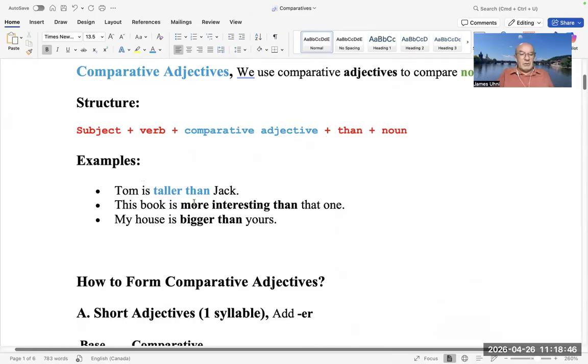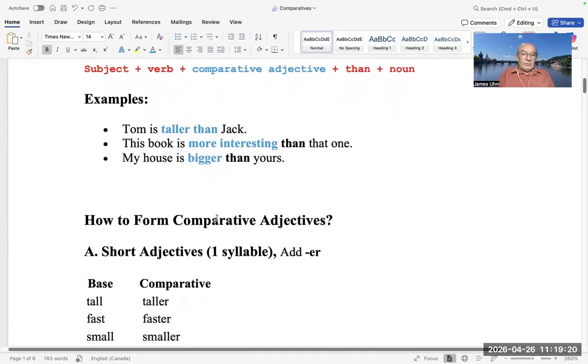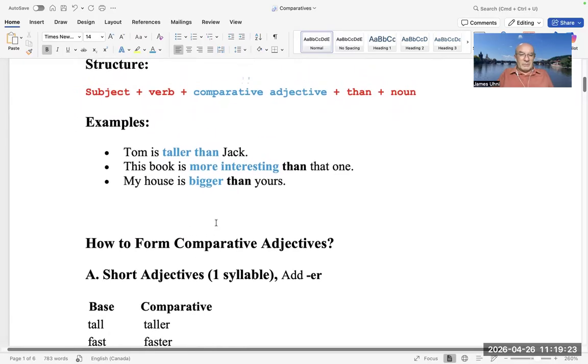This book is more interesting than that one. So this is also a comparative adjective. My house is bigger. And look at this. The comparative adjectives can be only one word, could be two words. How to form comparative adjectives?